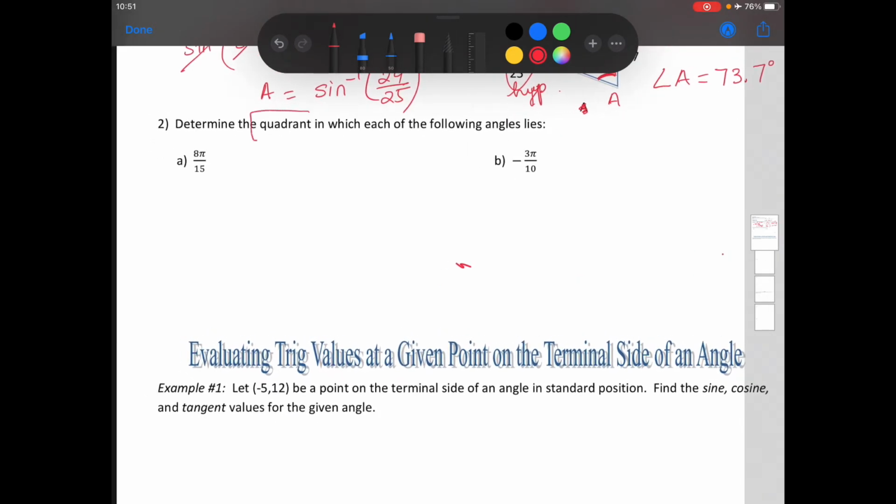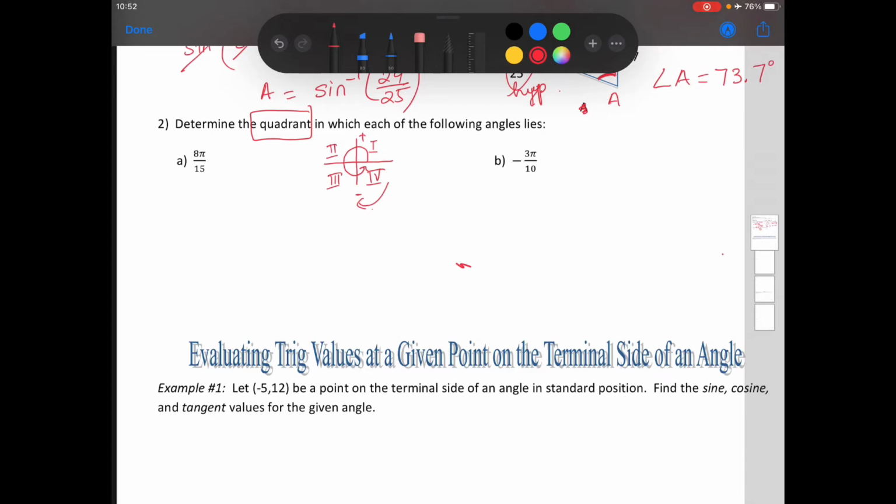Okay, it says determine the quadrant in which the following angle lies. Again, let's quickly review our quadrants. You always go in a counterclockwise direction. You start with the top right, then top left: 1, 2, 3, 4. These are your quadrants. Your angles are positive when you go in the counterclockwise direction, and they're negative if you go in this direction. So these are a few things that you need to remember from the past.